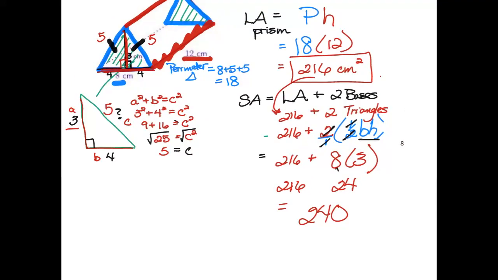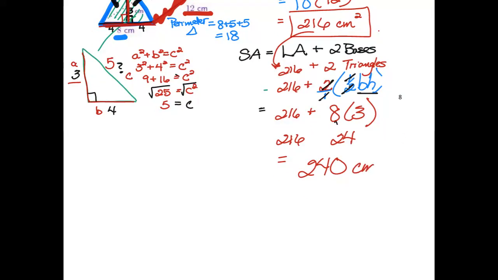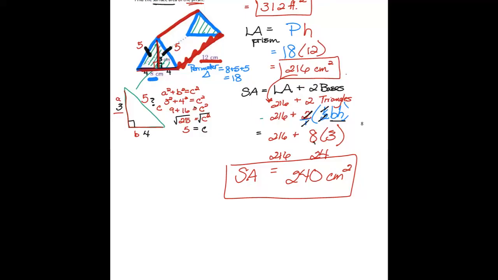240 centimeters squared. That is the entire surface area of that triangular prism.